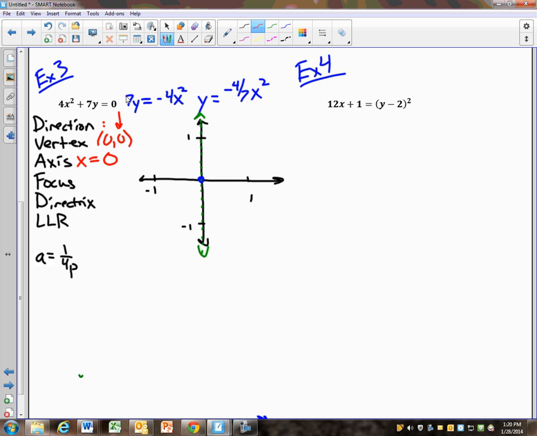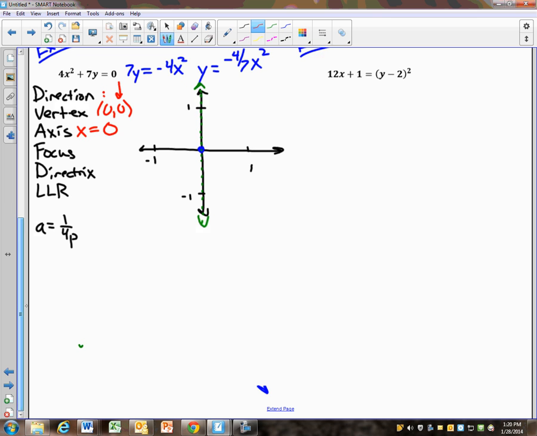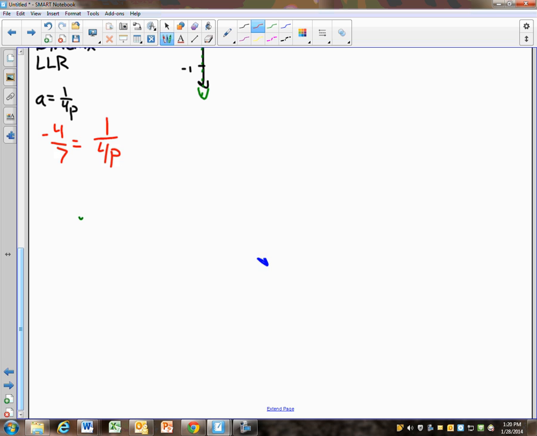Okay, in order to find the focus, the directrix, and the length of the latus rectum, what value do I have to find? P! I find p by setting up the equation, a equals 1 over 4p. So negative 4 over 7 equals 1 over 4p. How do I solve? Cross multiply. Negative 16p is equal to 7. Divide by negative 16. P is equal to negative 7/16.